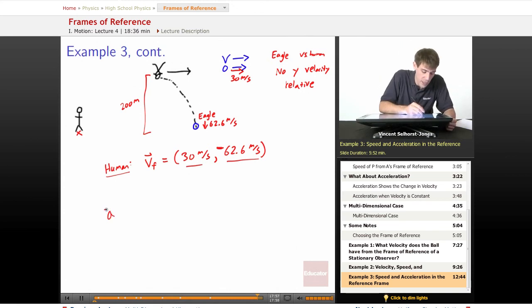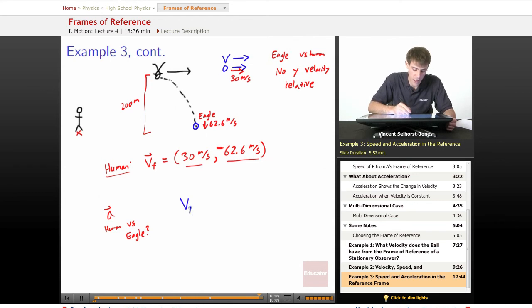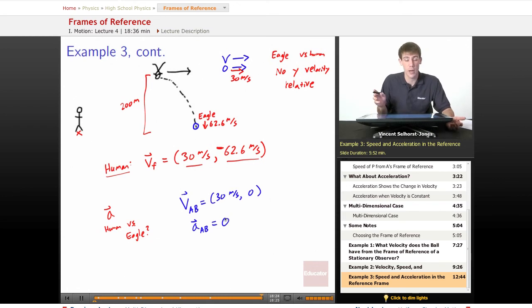Finally, what's the acceleration for human versus eagle? Well, they're both going to have the exact same thing, because the velocity of A relative to B is just 30 meters per second, comma 0, and it doesn't change. It stays the same throughout, so that means the relative acceleration is nothing. There's absolutely no relative acceleration, so they're going to see the exact same acceleration in both cases, which is just gravity.